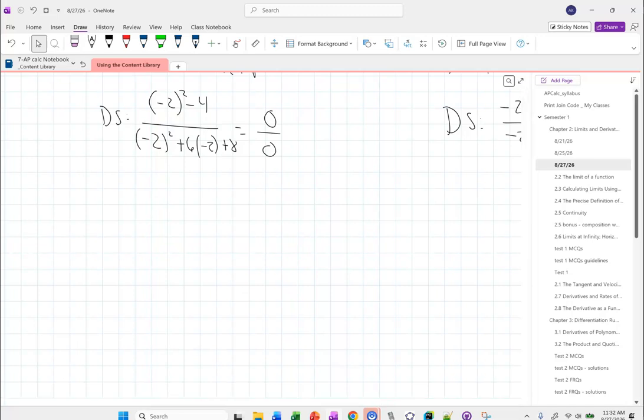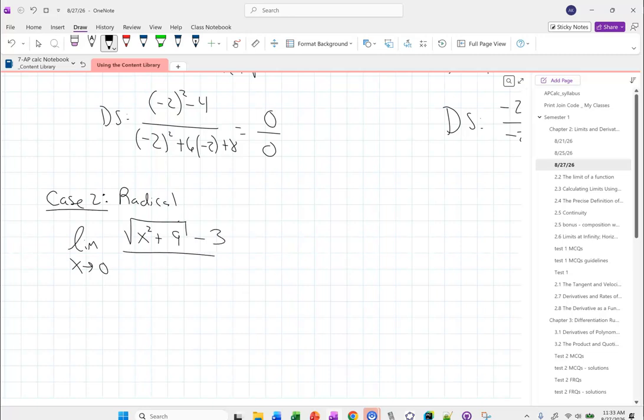The next situation that we looked at was where we had a radical going on there, right? So let's say we have, let's do something like this.